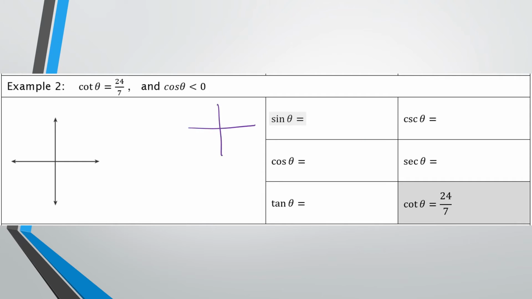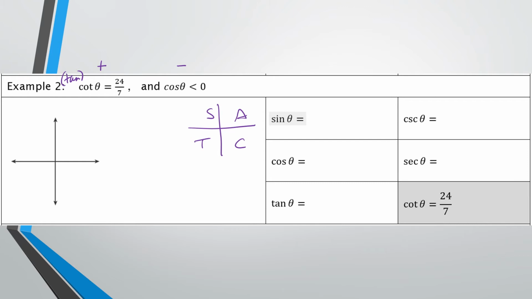I'm going to first figure out what quadrant to draw my triangle in. So here's my ASTC chart. The cotangent that I have here is 24 over 7, and that is positive. And then it tells me that cosine is negative because it's less than 0. Now let's go back to cotangent for a second. Cotangent and tangent are partners. So when I'm talking about cotangent being positive, we can actually think of it as tangent being positive.